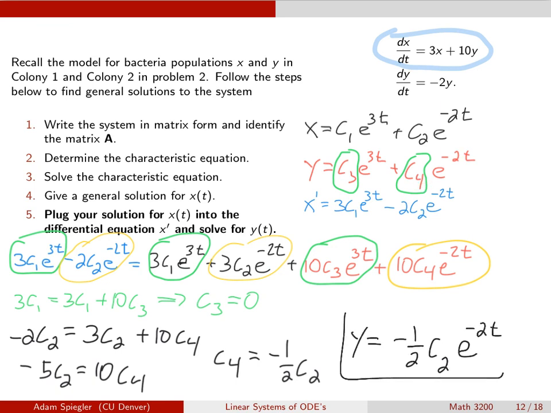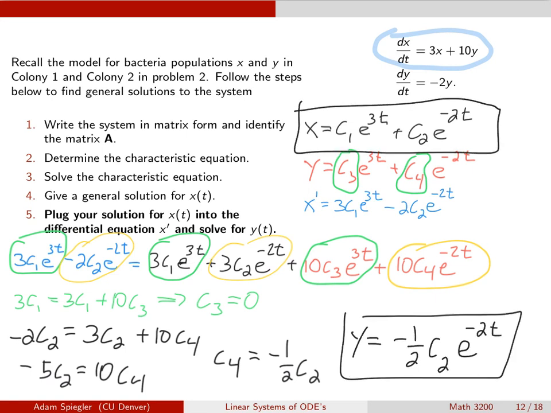So now we've got our general solution for y, and we had our general solution for x, and we can see that we have some dependency between the two, since we have the same coefficient c2 appearing in both the solution for x and the solution for y. So let's walk through a bunch of examples that are going to ask us to solve similar systems of linear differential equations.